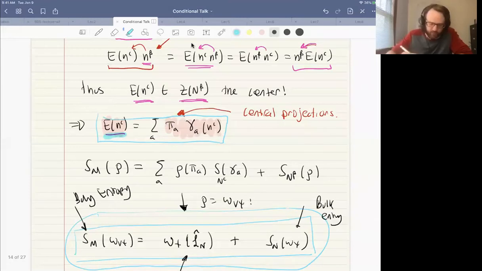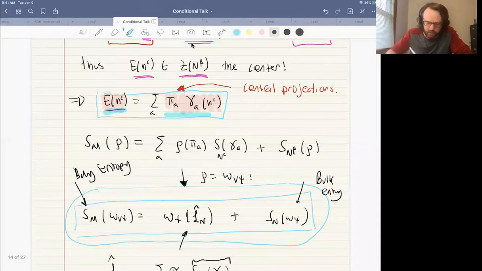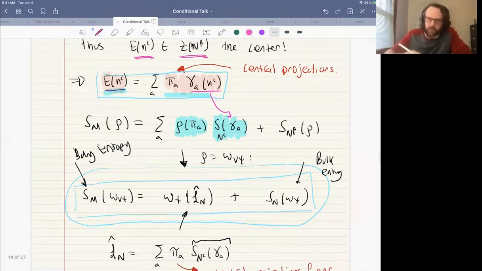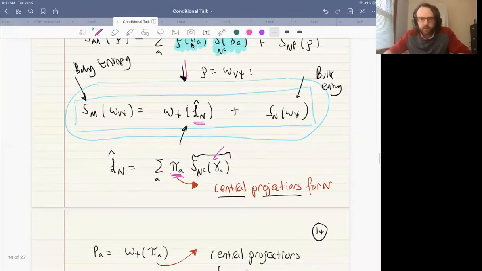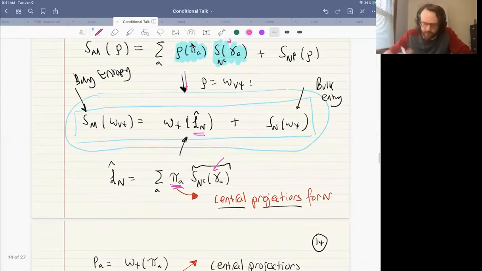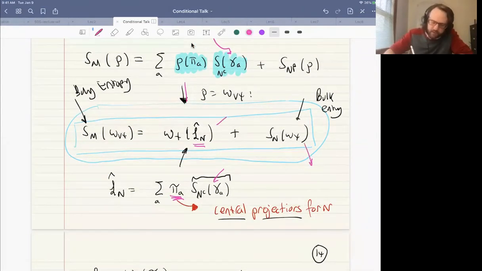But then you plug this form into the entropy on the relative commutant, and you find that it just becomes the expectation value in the state of interest of these central projectors times some entropy of these states gamma. And this is exactly what you would call the area operator. So it's the expectation value of some operator which lives in the center, and the coefficients of that operator are these entropies on the relative commutant. Okay, and then again, you have the bulk entropy term. So this looks like the area term, and this looks like the bulk entropy term. And it's just a consequence of this conditional expectation.